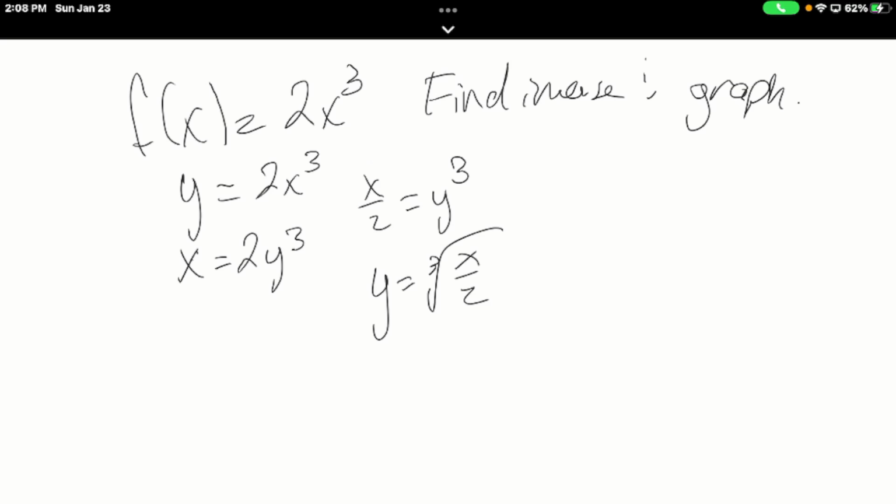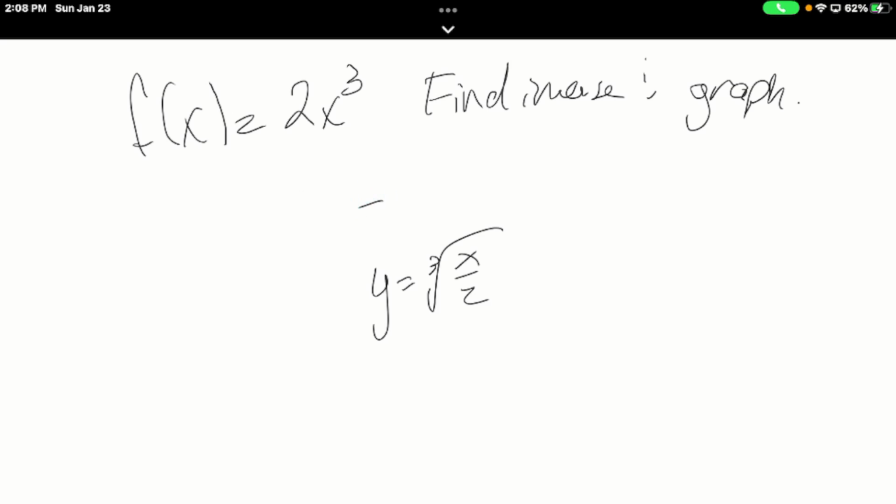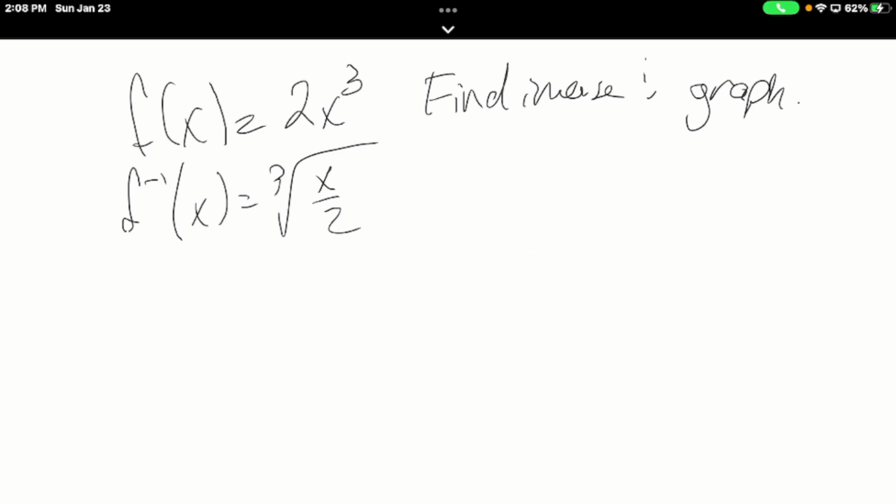So I've got two things. I've got my original, and I've got my inverse. Okay, so I know my inverse is f inverse of x equals the cube root of x over 2. Now that I have both of the functions, all I need to do is make my tables, and I can graph it. So let's do the original function first, and then my inverse function.